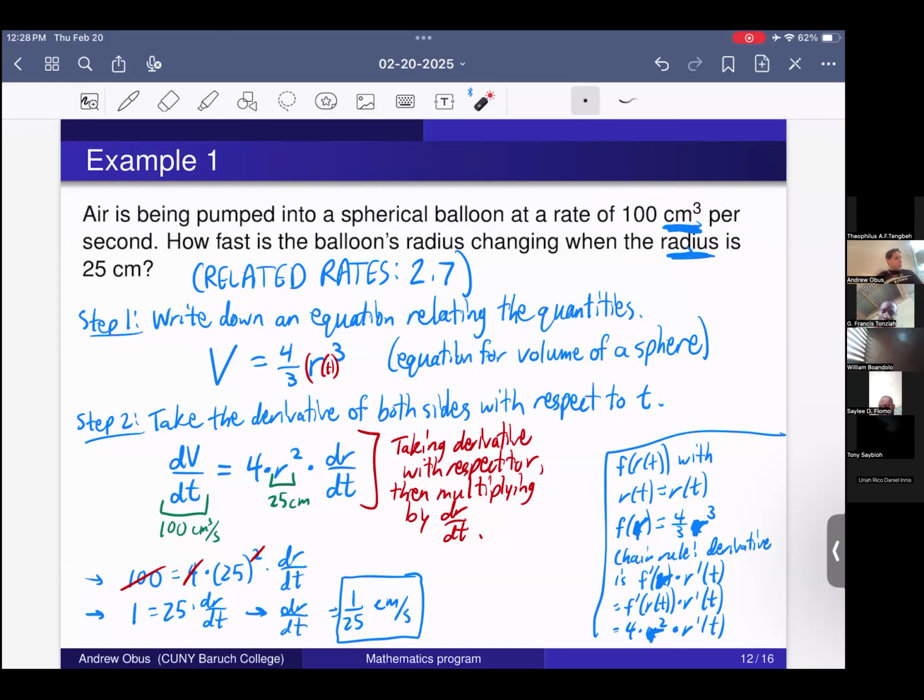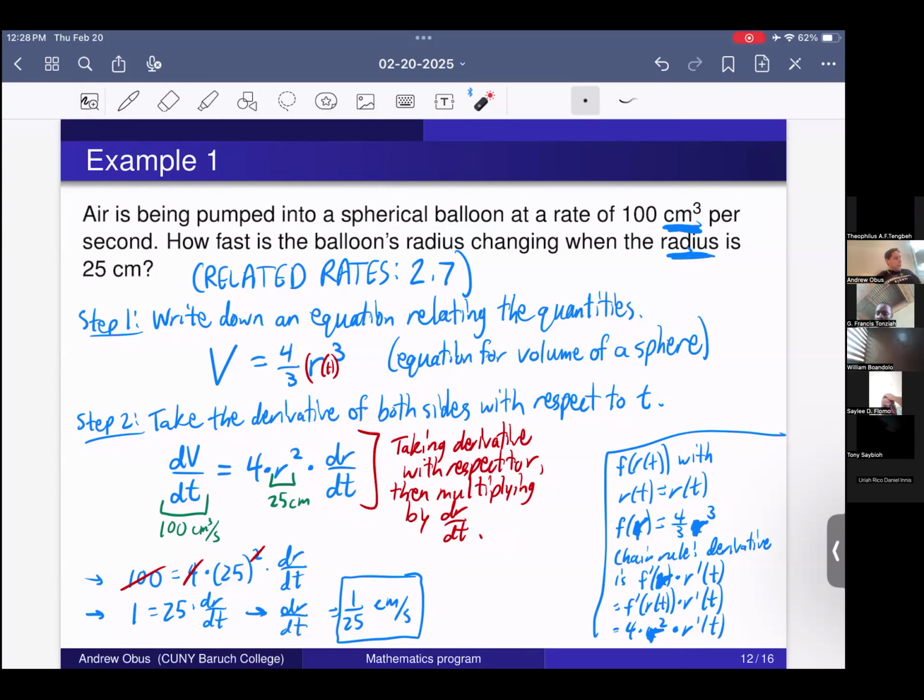Okay, so to review this, what do you have to do? You first write down an equation relating the quantities. So here's an equation that relates V and r: V equals 4/3 π r cubed. And then you take the derivative of both sides with respect to t. The V just becomes dV/dt. The 4/3 r cubed, you just take the derivative in the normal way. It's just 4 r squared. But then because of the chain rule, you have this extra r of t in here. So you have to throw in an extra derivative, dr/dt, that you multiply by.